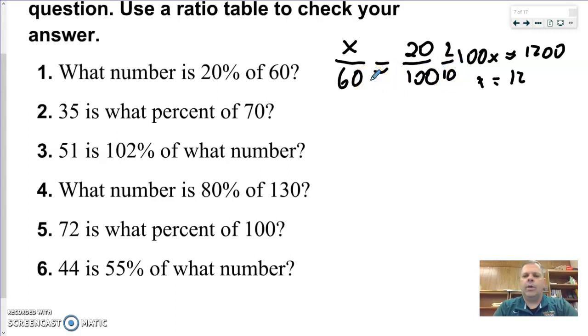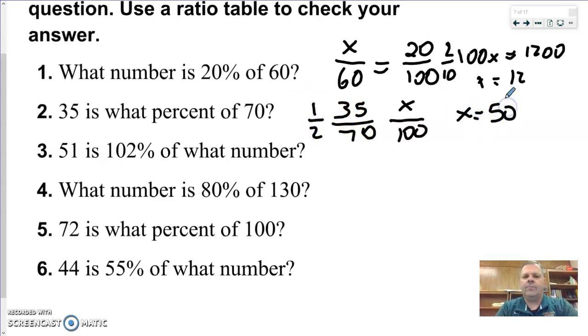So more or less I'm worried about us getting them set up right in that proportion. So when I see the second one, I've got 35 is. I know that's going on the top because it's "is." Is what percent? I don't know what percent, but I do know it's always out of 100, is 70. When I look at this part right here, I see that that is a simplified fraction of 1/2, so I know that x equals 50.